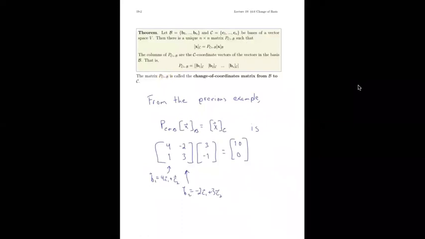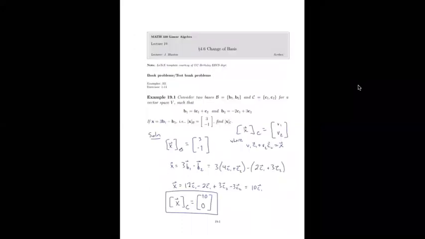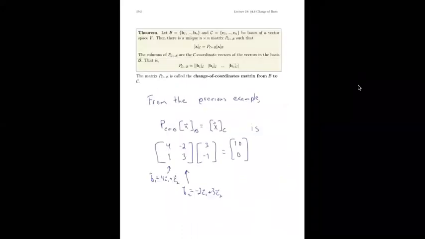We looked at the previous example, and I'm thinking about what these columns are. Well, I know that B1 and C coordinates on my previous example, well, 4 and 1 are my weights. So that's going to be my first column, 4 and 1 here, right? That came from this, to form my change of coordinate matrix from B to C.